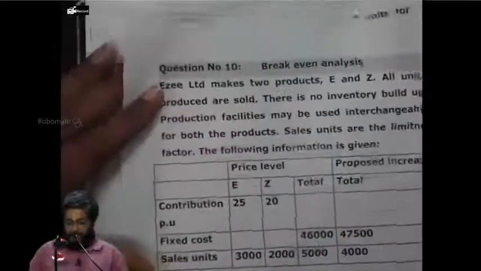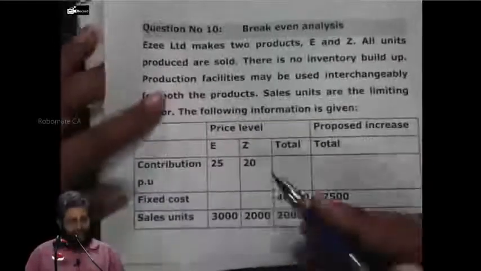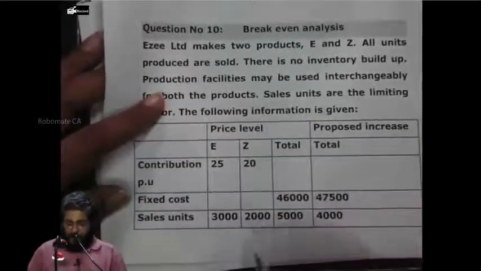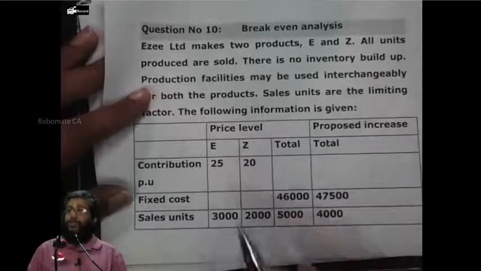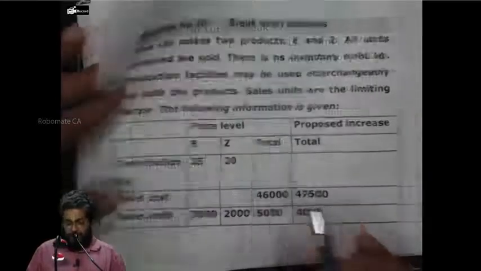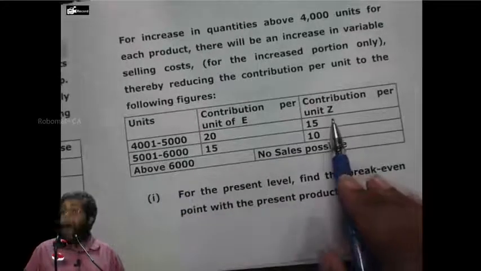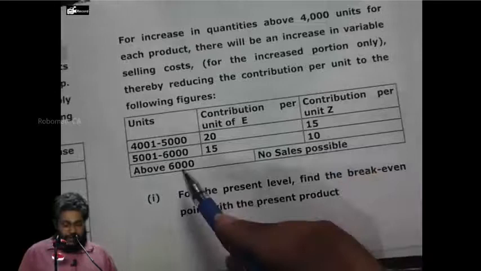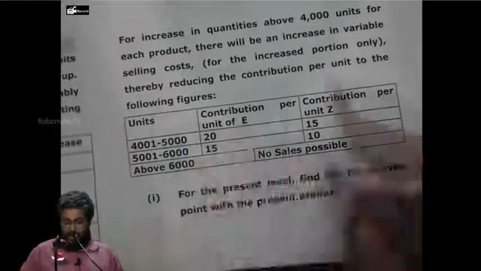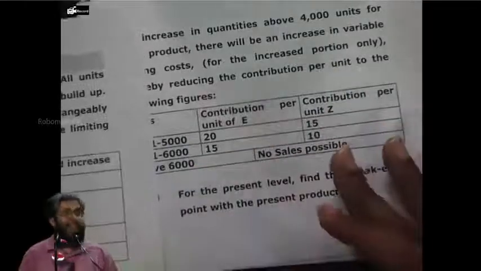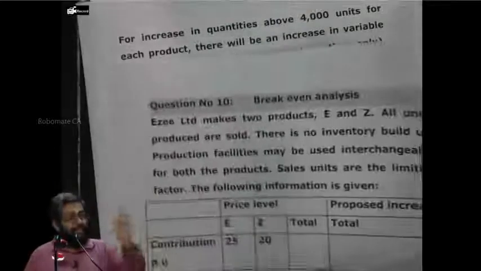Don't get irritated. I may be long in explaining, but it is for you to understand. 1000 units, what is the contribution? 20. 2000, 20. 3000, 20. 4000, 20. Above 4000, 15. Up to how many units? 5000. Above 5000? 10. Is it going to be above 6000? Not possible. This is the demand and contribution relationship given.